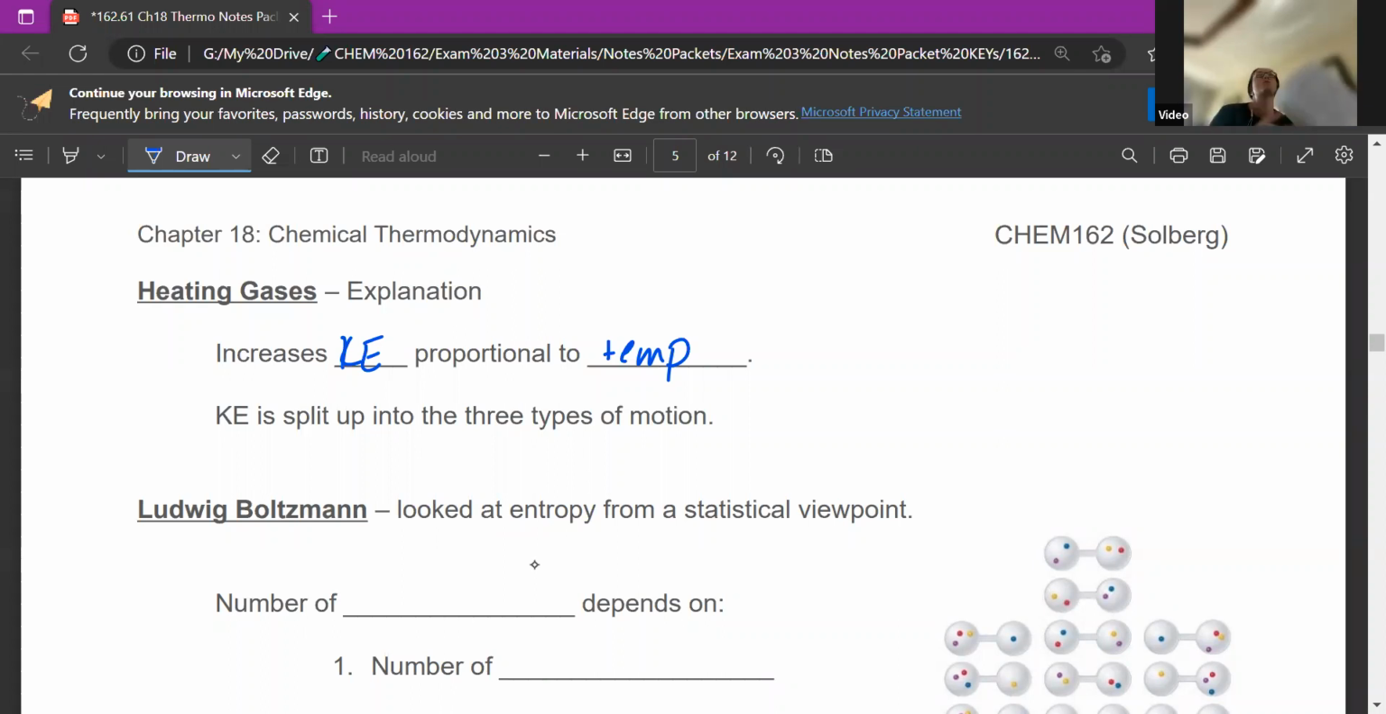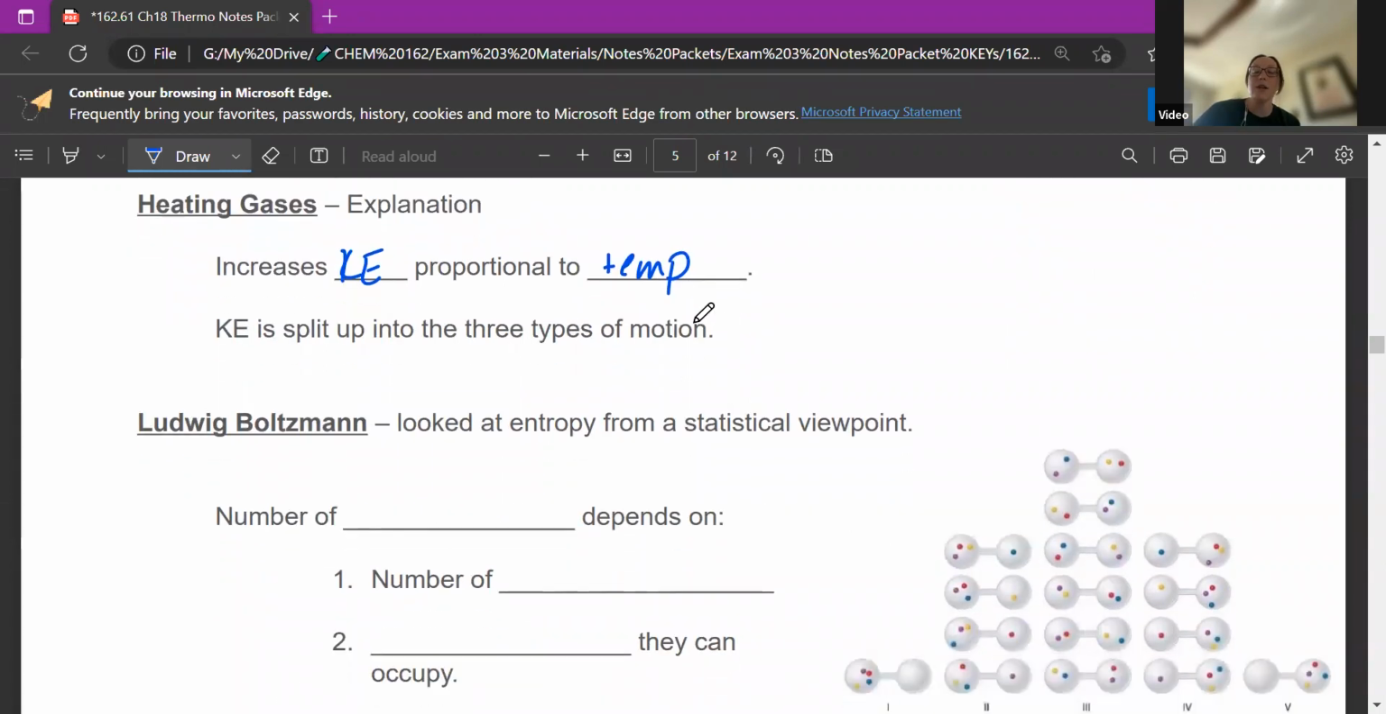So that kinetic energy is directly related to the temperature, how much energy is put in. Okay, so how do we look at that energy, that temperature, that chaos, and actually relate it to entropy? You don't really need to know Ludwig Boltzmann's name, but Boltzmann is actually a type of distribution. He came up with this whole process to measure entropy, but it's this type of distribution that tells you how molecules are moving. So we will look at Boltzmann distributions, especially when we talk about gases. But he looked at the entropy from a statistical viewpoint.